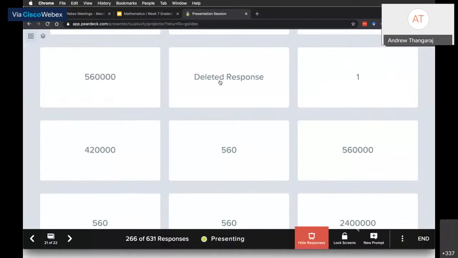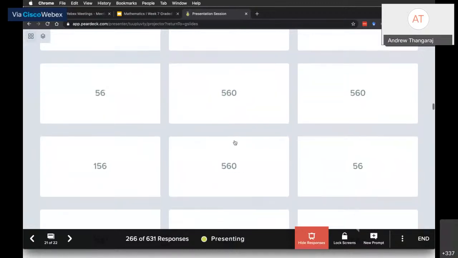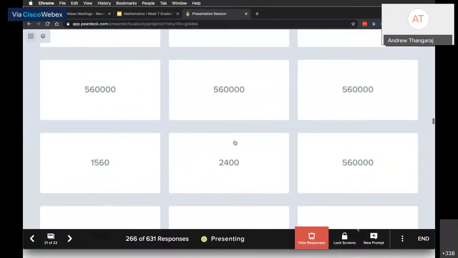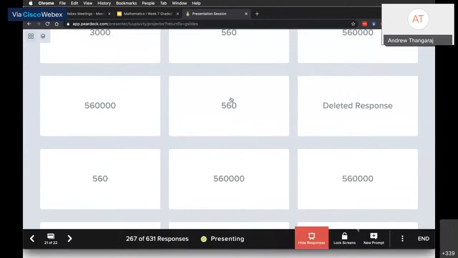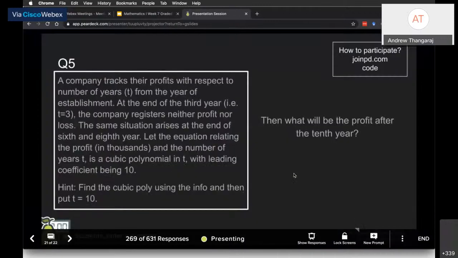560,000 or 5,60,000 is the correct answer to this question. So quite a few have got it, and a lot of people have entered 560. I think that's because they forgot that this answer is in thousands. So that's okay.